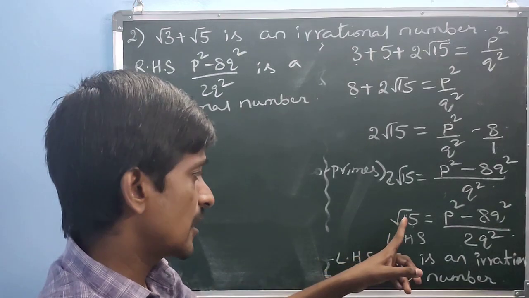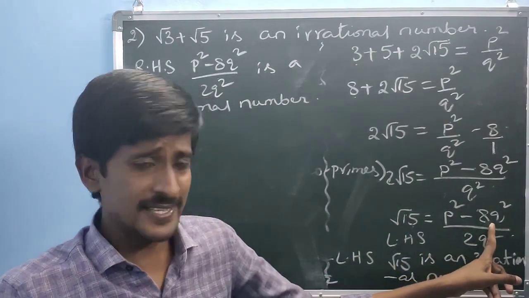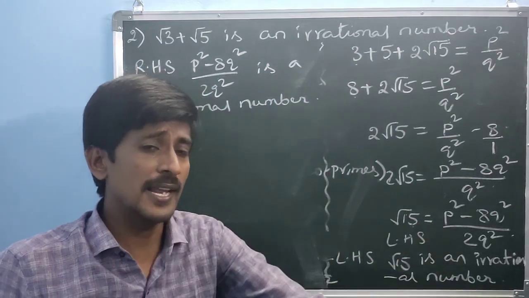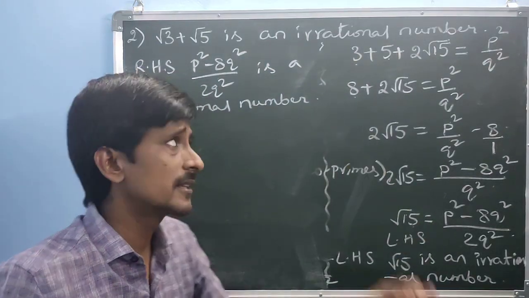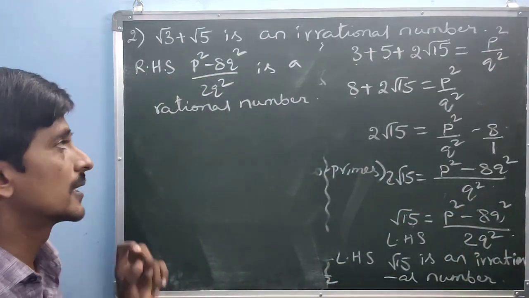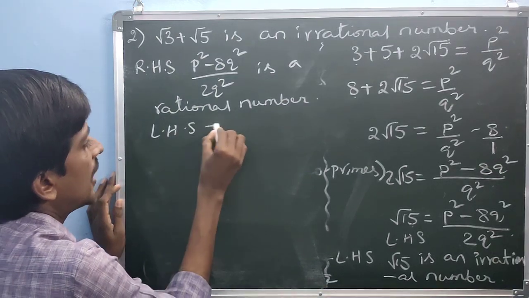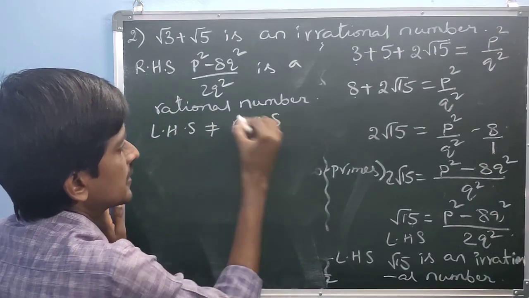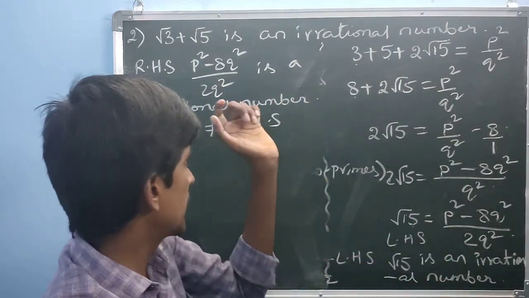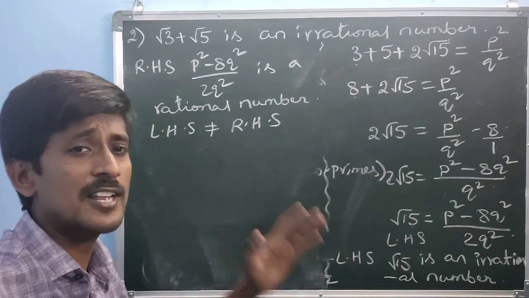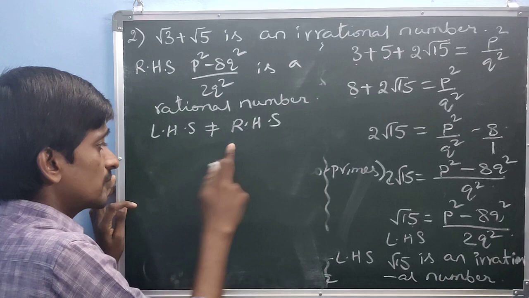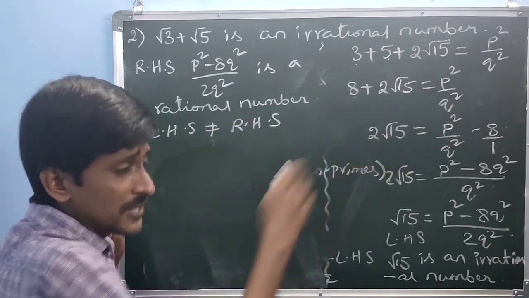So LHS is an irrational number, RHS is a rational number. There is no number that is both a rational number and an irrational number. Therefore, LHS is not equal to RHS. There is no common value to both rational numbers and irrational numbers. So LHS is not equal to RHS. So this means our assumption is wrong.